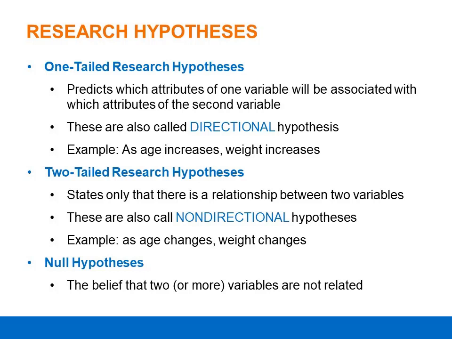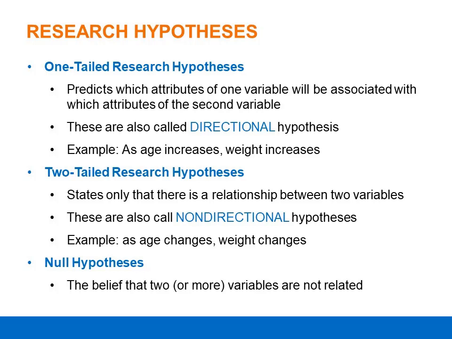For example, we might hypothesize that as age increases, so does weight. In a two-tailed research hypothesis, the researcher states that there is a relationship between the variables but does not specify direction. Two-tailed research hypotheses are also called non-directional hypotheses because the relationship between the variables can go in either direction. For example, we might hypothesize that as age changes, weight changes.